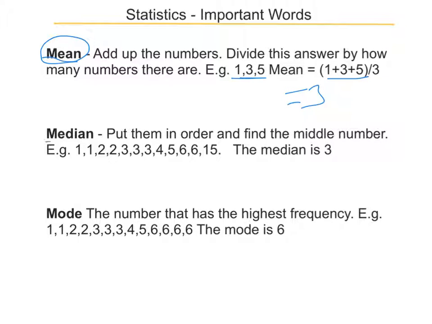The median is when you put the numbers in order and find the middle one. So if I put all these numbers in order, the middle number is 3. If I do the mode, it's when I look for the number that is there the most. So in this group of numbers here, there are more 6s than anything else, so the mode is 6.